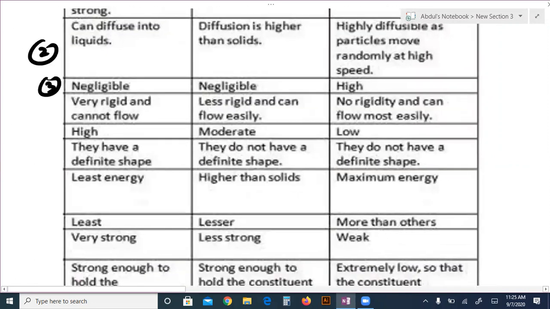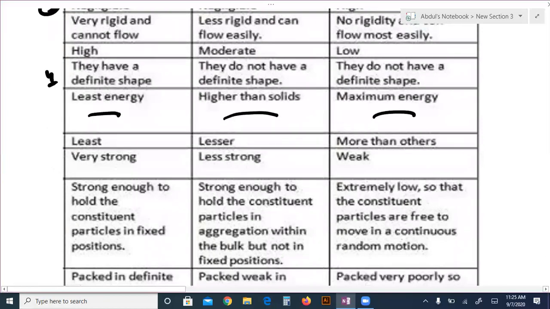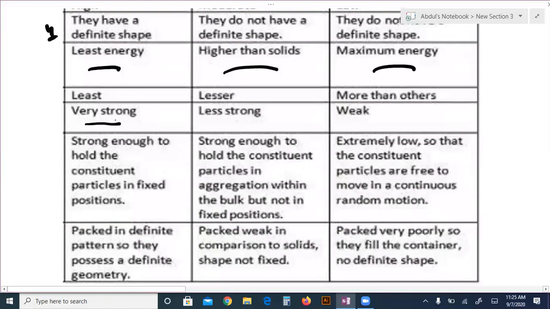Next, solids have definite shape. Liquids and gases don't have a definite shape. Energy: least energy for solids, higher than solid for liquids, and the maximum energy for gases. Next, forces are strong, less strong, and weak.